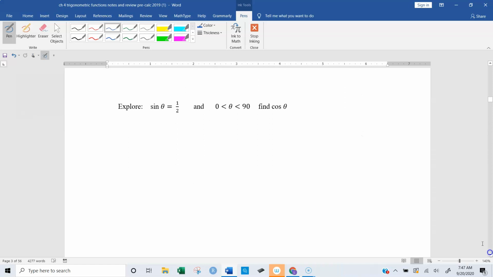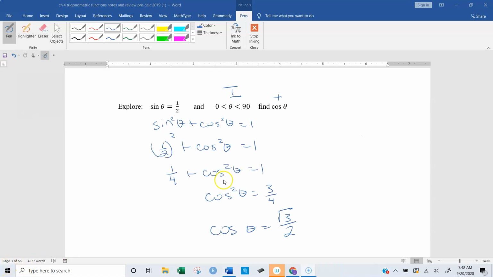All right, pause and do yours. All right, the first thing you should have looked at was what quadrant you're in, and you were in quadrant 1.